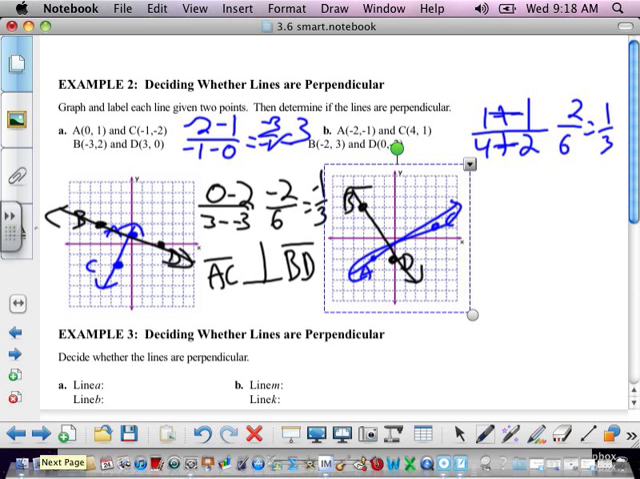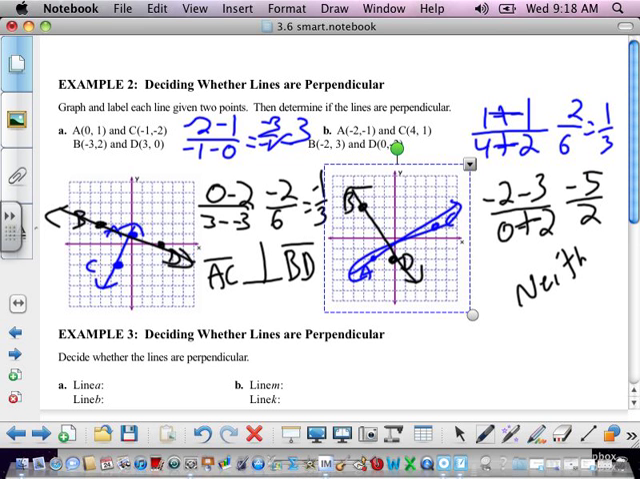Okay, let's see. We've got -2 minus 3 over 0 minus a -2. Two negatives become plus. -2 minus 3 is -5. 0 plus 2 is 2. Are these perpendicular to each other? Are they parallel? Are the slopes the same? No. So these are neither.